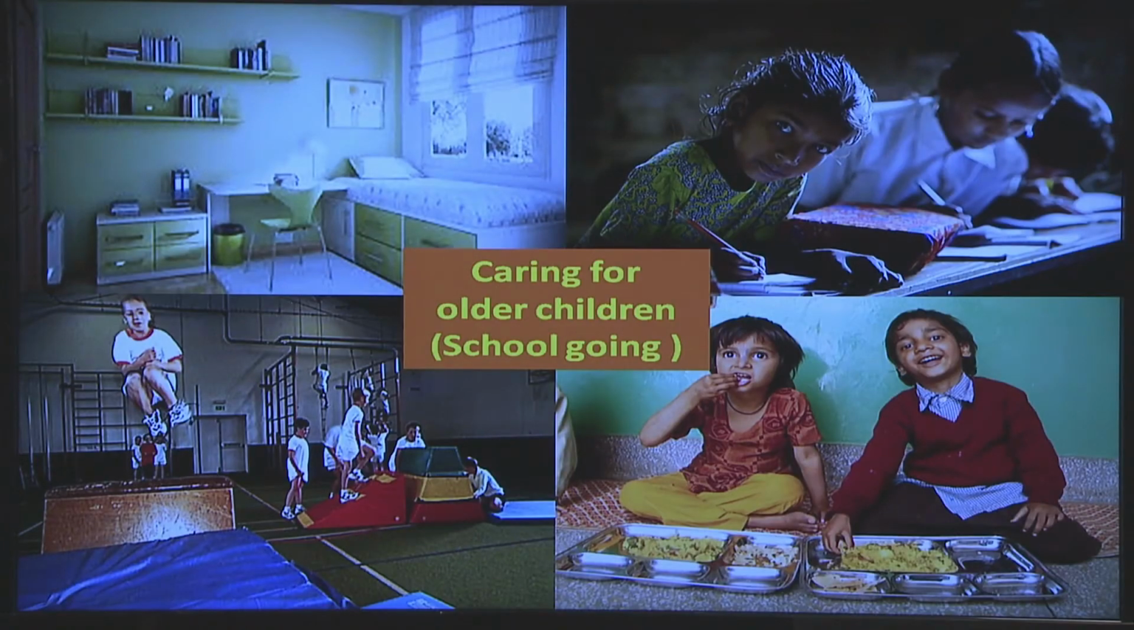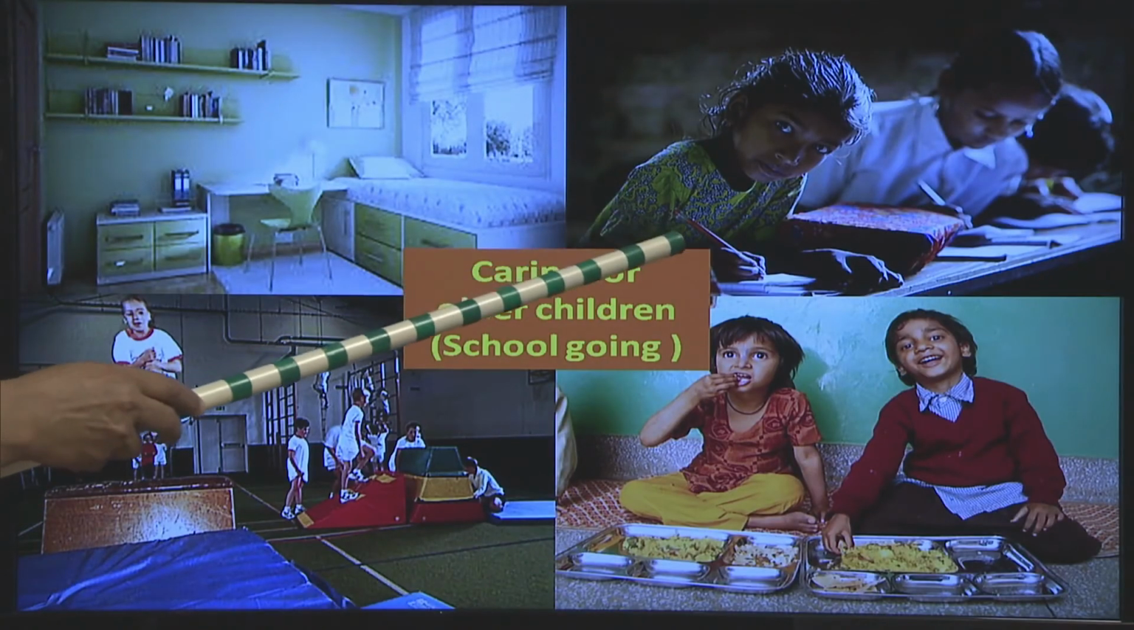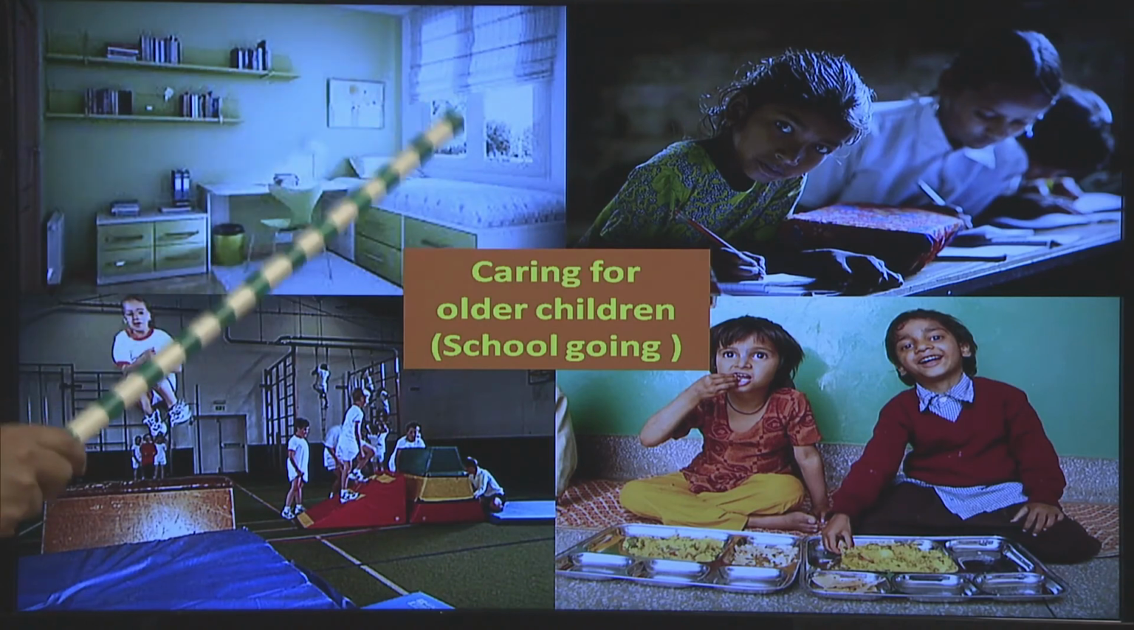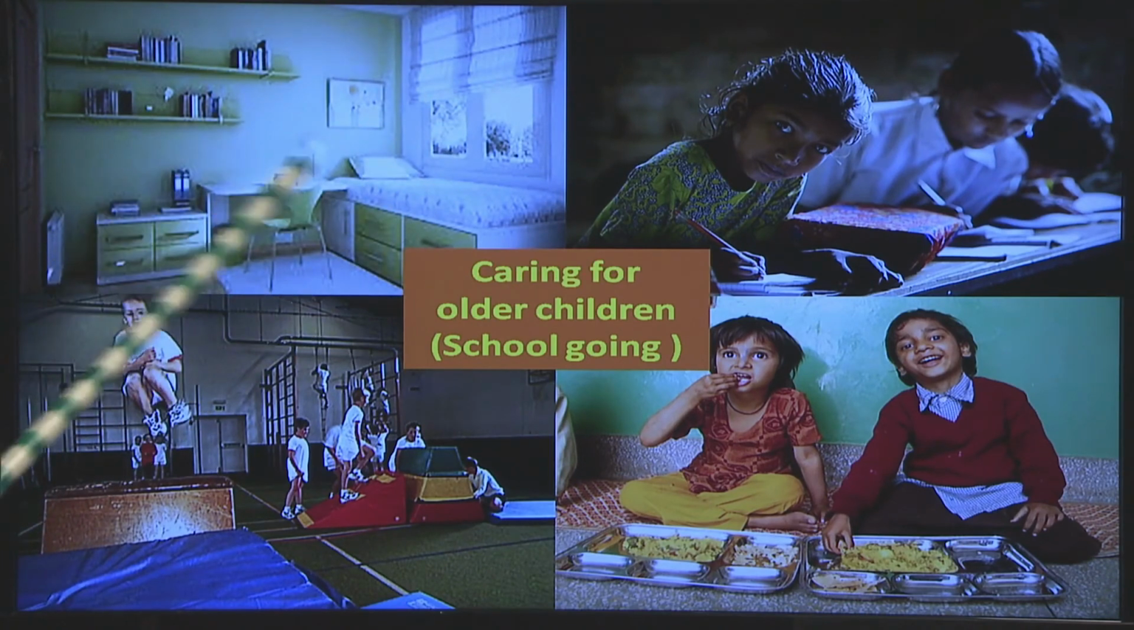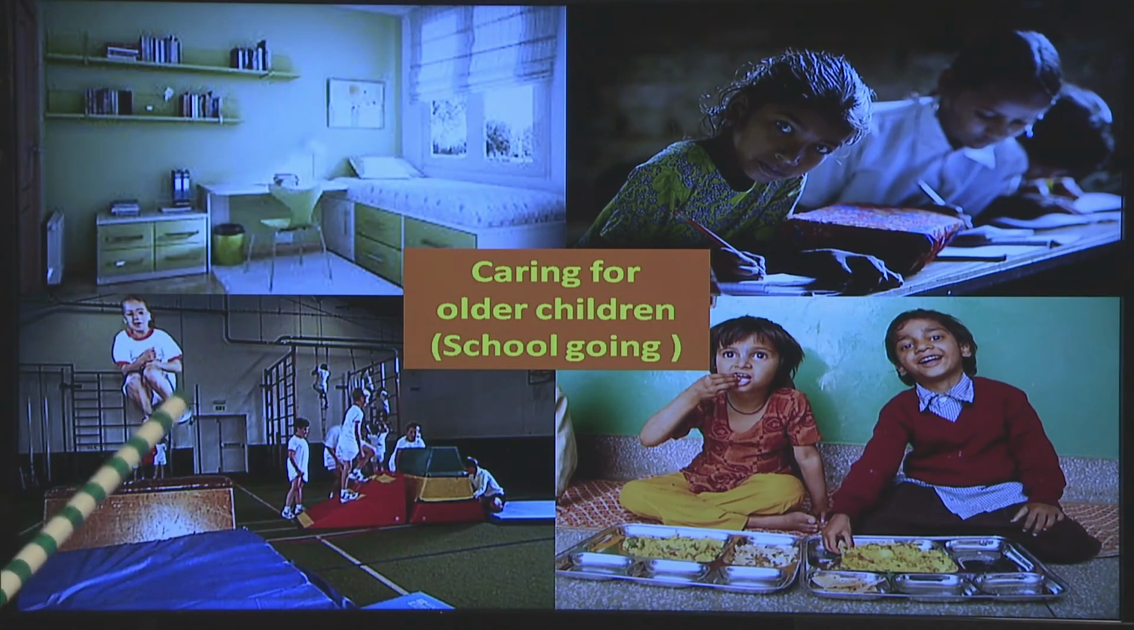So these are some of the ways of caring for older children. Here they need food, they need support for education, they want support for keeping their things in an organized way, and they need some support of training during play also.